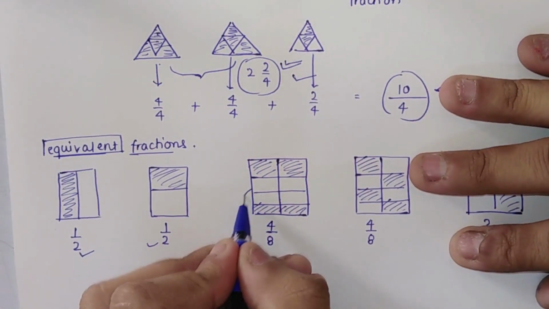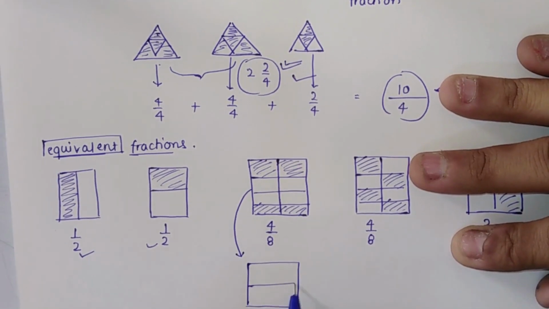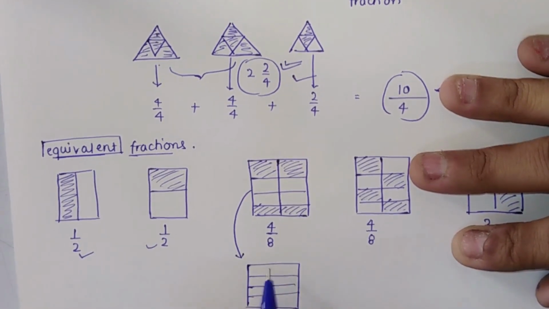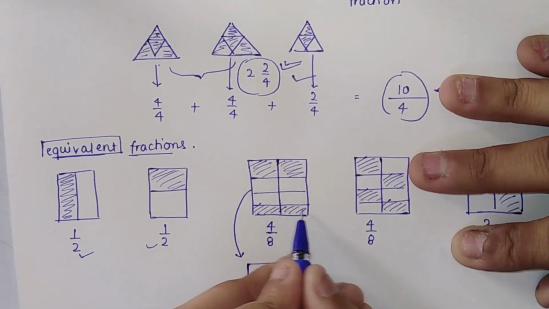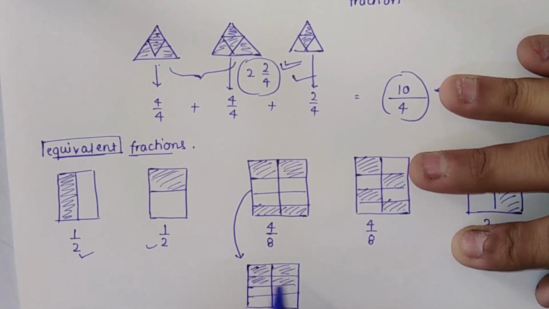If I change this figure a bit like this, we don't have to do that, but I'm just telling you how we can see that. If I move this row up, if we redraw this figure like this, then we can see that half of the rectangle is shaded and half is unshaded.